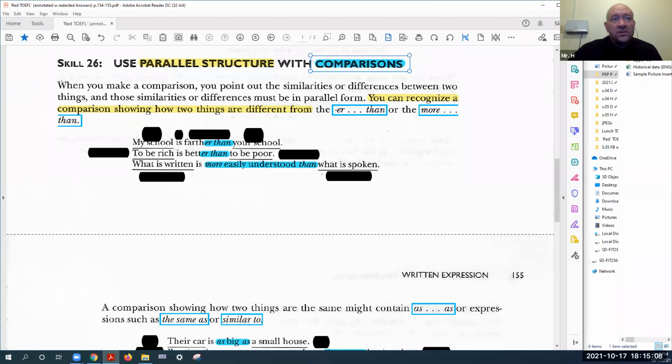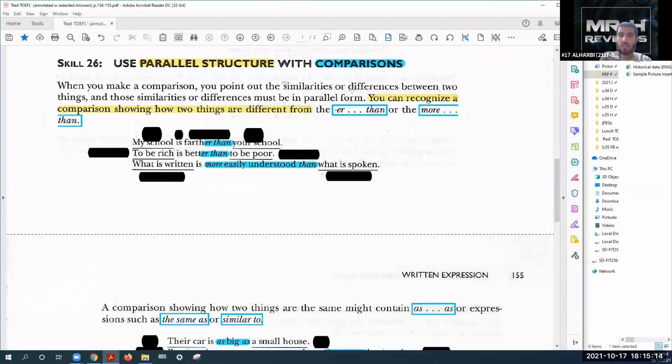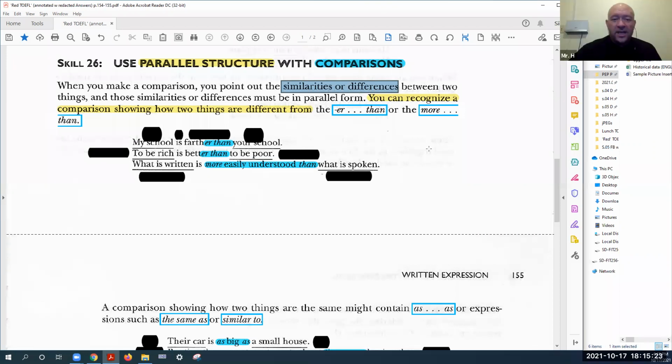Al-Harbi, you want to start? When you make a comparison, you point out the similarities or differences between two things, and those similarities, differences must be in parallel form. Okay. So when you want to show the two things are similar or different, we must use the same structure to make a comparison. All right. So can you read this, Al-Harbi?